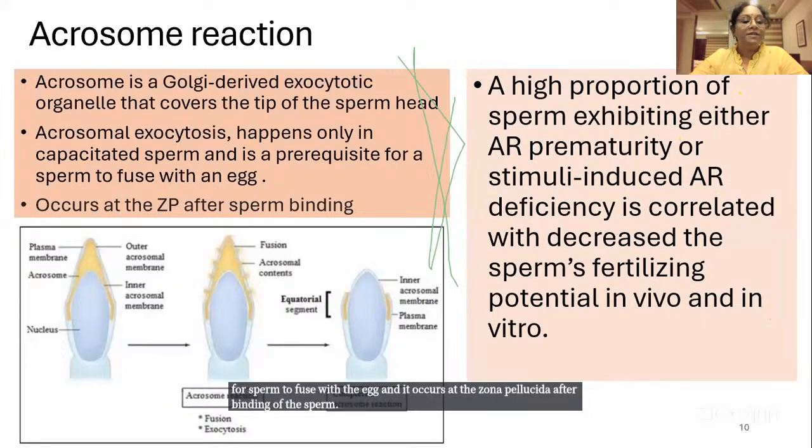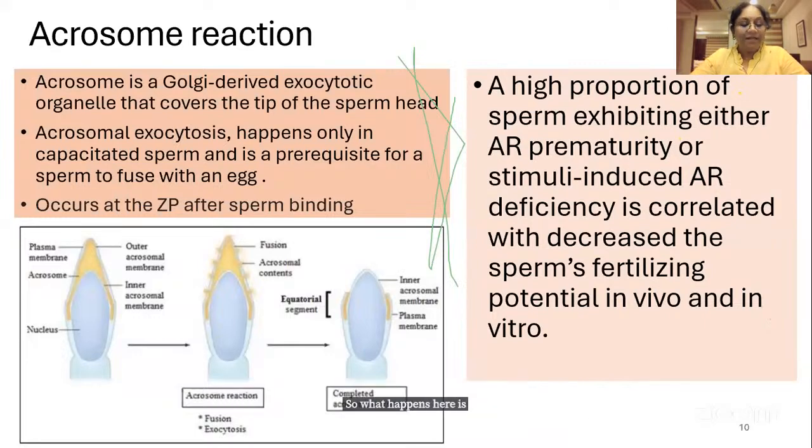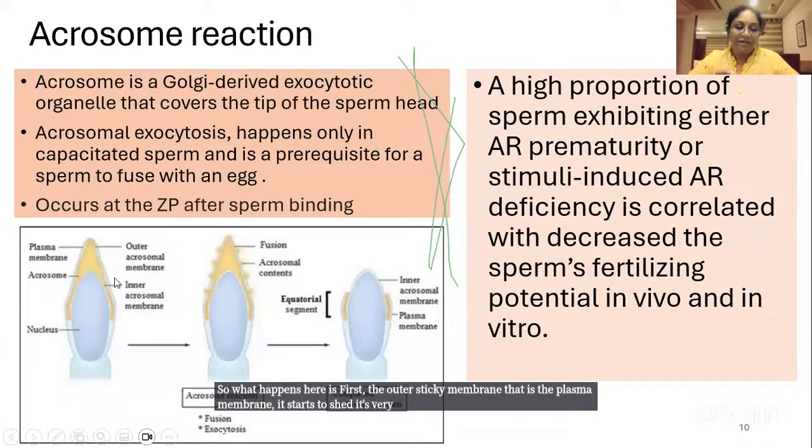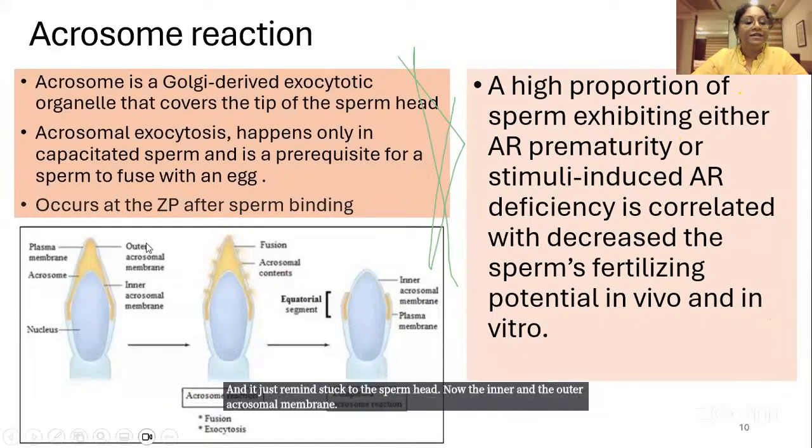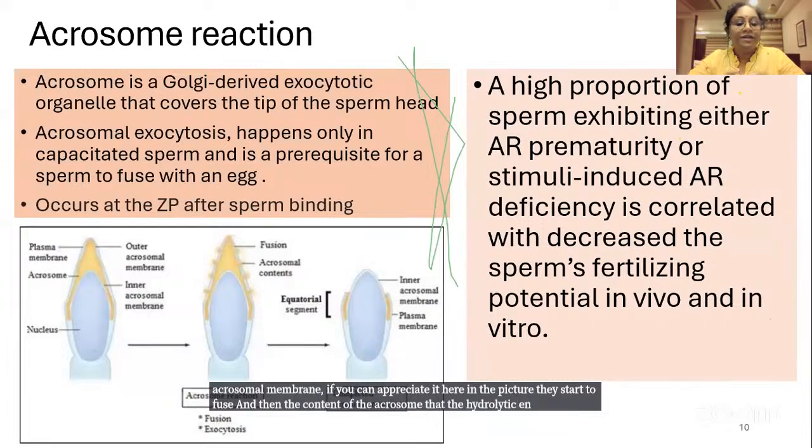So what happens here is, first the outer sticky membrane, that is the plasma membrane, starts to shed. It's very sticky, so it doesn't shed off completely from the sperm, but it goes behind the head of the sperm and just remains stuck there. Now, the inner and the outer acrosomal membrane, if you can appreciate it here in the picture, start to fuse, and then the content of the acrosome, the hydrolytic enzymes, are released.